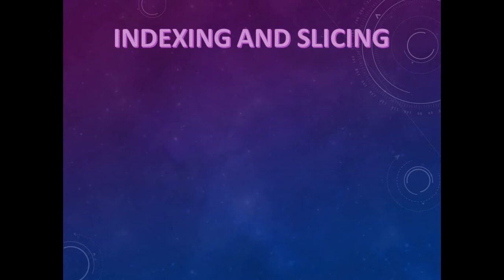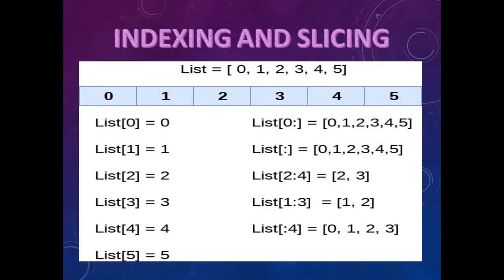Indexing and slicing. One list is created here with the values 0, 1, 2, 3, 4, 5, and below that you have the index elements, showing how it is stored in memory. So list[0] equals 0, list[1] equals 1, list[2] equals 2, like that every element will be accessed. Inside the square box is the index value, and outside is the value given. And we will see now the slicing.